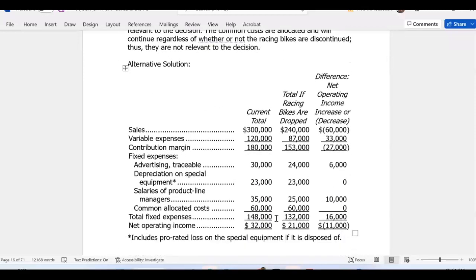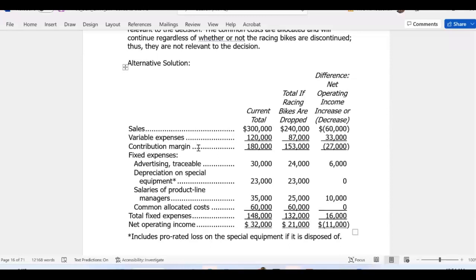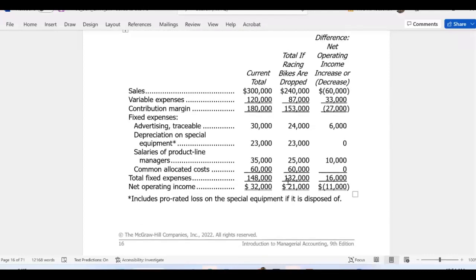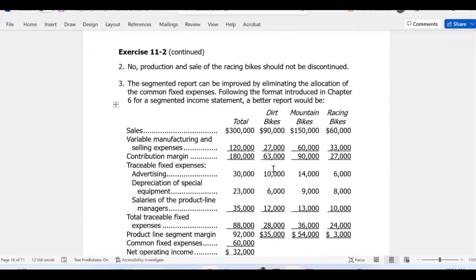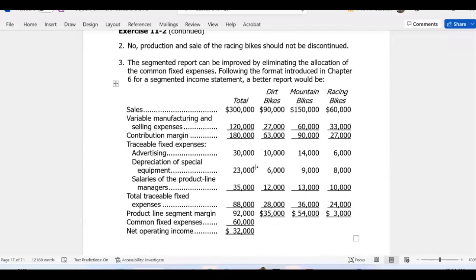So this is an alternative solution for this. If you like to look at it, it is just providing you the same information. For segment reporting, this is how I like you to prepare a segment report that will be more useful to managers instead of the one that is given to you in the book.